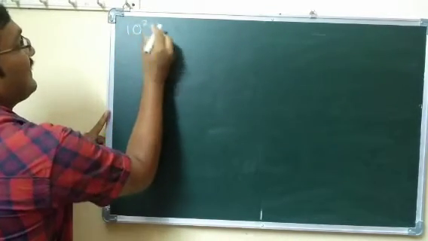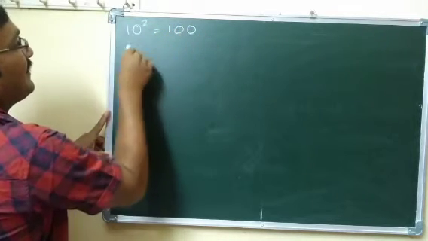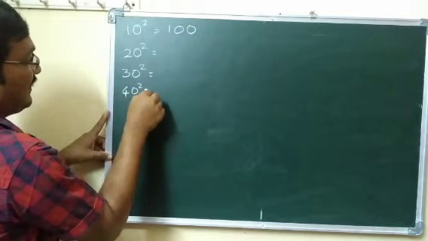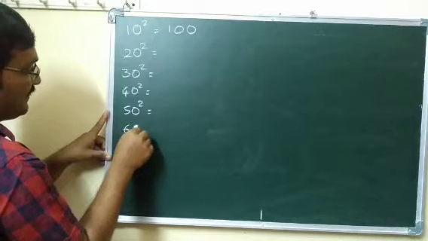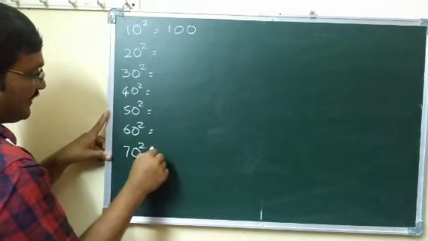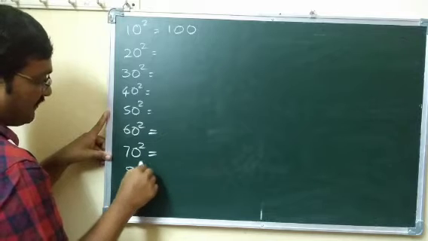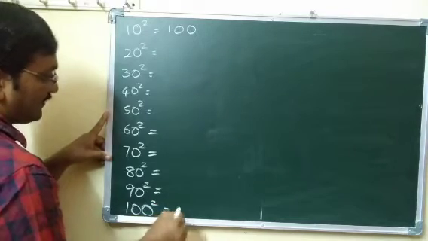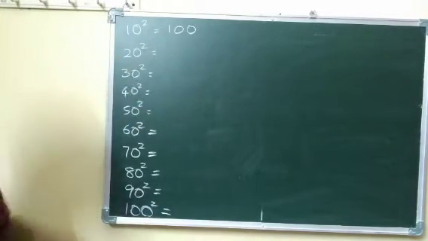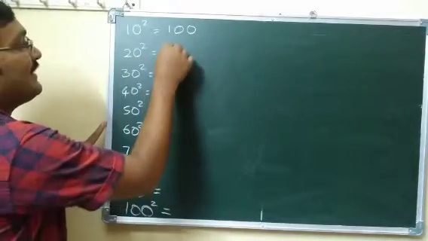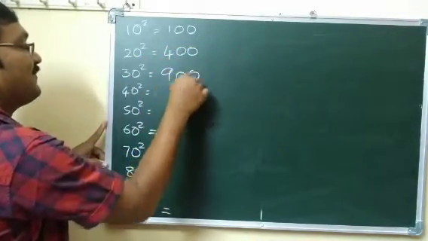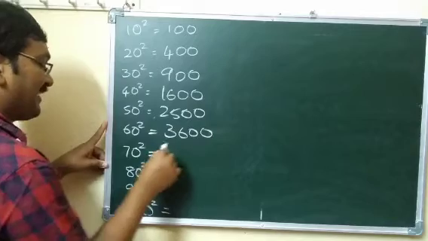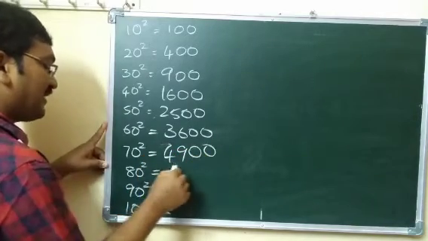See, 10 square I am writing directly, that is 100. See, 20 square, 30 square, 40 square, 50 square, 60 square, 70 square, 80 square, 90 square, 100 square. Okay, for these numbers I am going to write the result. So 20 square, see here, I can write directly, blindly also I can write, just I know the square numbers, so by using that I am writing for these numbers.